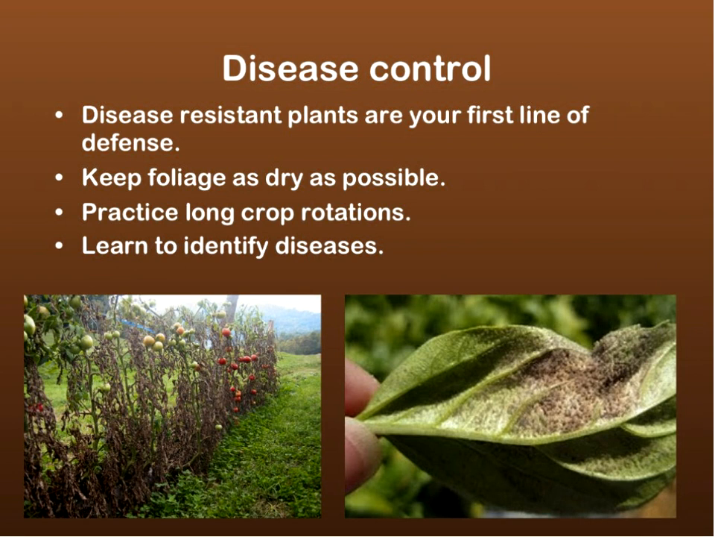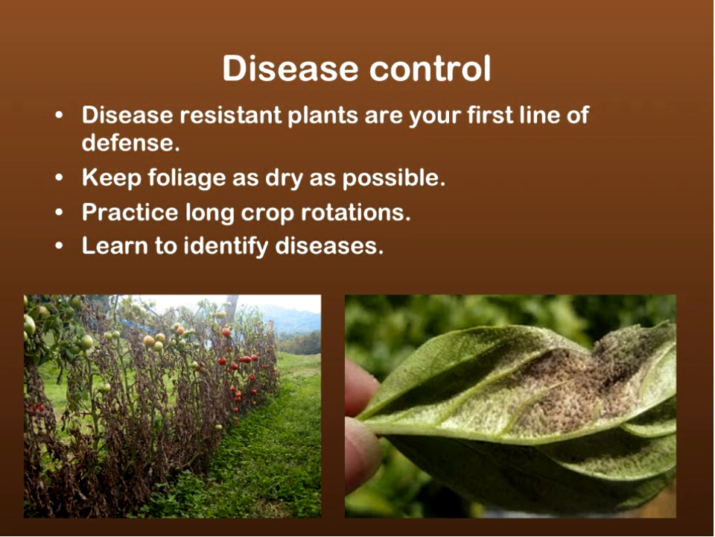Disease control with some of our plants, particularly with tomatoes, this is an issue. Trying to grow organic tomatoes outside is one of the toughest things we're trying to do in North Carolina. So disease-resistant plants are the first line of defense, and what I would encourage any first-time organic grower who wants to grow tomatoes to use is Mountain Magic.